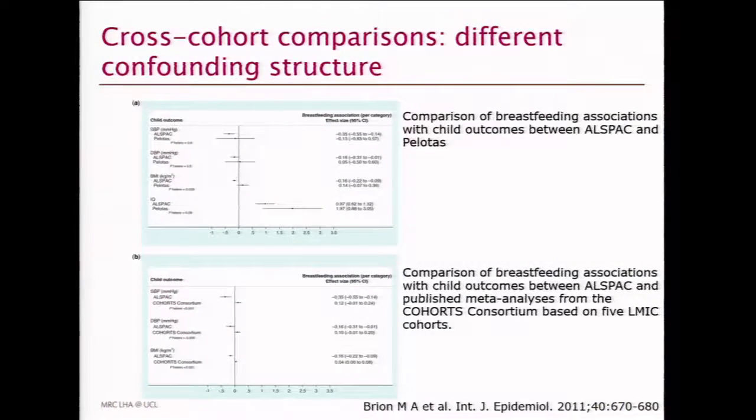So then testing that further, because obviously the Pelotas cohort is quite small, there are quite wide confidence intervals. Testing that further, doing a comparison between ALSPAC and a meta-analysis from the Cohorts Consortium, which includes Pelotas but is based on 5 cohorts from low and middle income countries. So you can see that you've got those more precise estimates, and if anything, they're going the other way from those in ALSPAC. So the conclusion from this might be that although breastfeeding might be more likely to have a causal effect on cognition, it's not likely to have a causal effect on blood pressure and BMI.